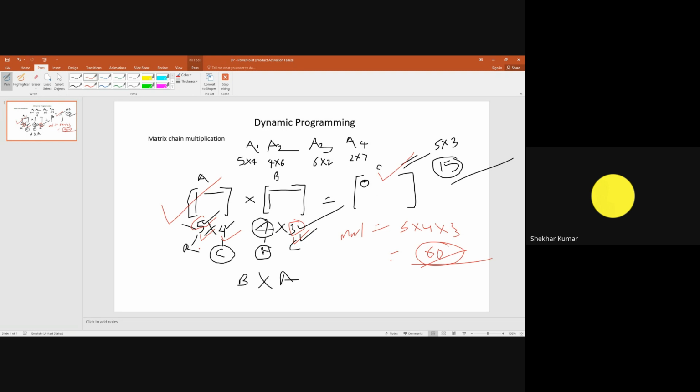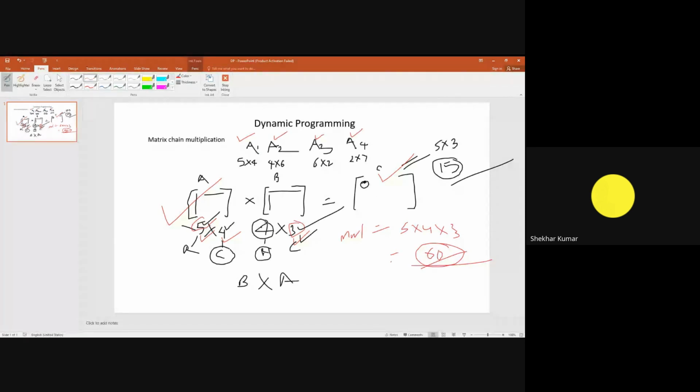Okay. Now, I have 4 matrices, A1, A2, A3 and A4. So how many multiplications are required? If I use a normal multiplication method, I require a lot of multiplications for the above 4 matrix multiplication. So what should I do for matrix multiplication?